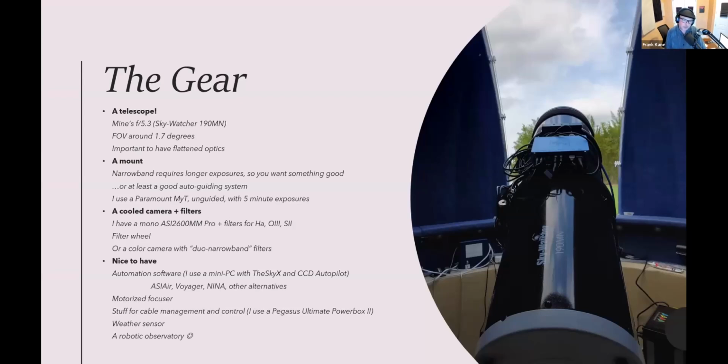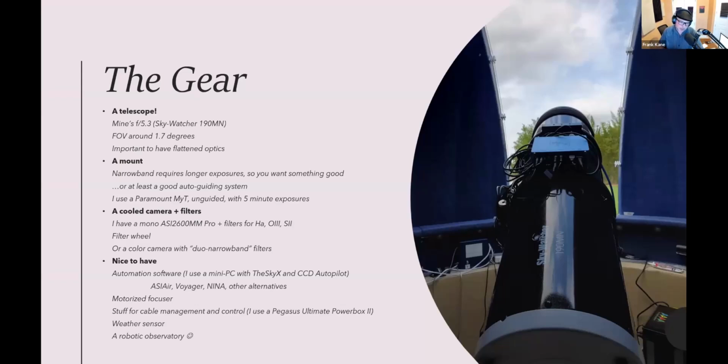Now, if you're not using a Software Bisque mount, there are much more popular options out there, like ASIAIR, which is a very popular option, Voyager, NINA, and other stuff as well. They all work. It's also very nice to have a motorized focuser on your system, because as you're imaging throughout the night, even if you have parfocal filters, which usually you do, focus is going to change just due to changes in the atmosphere. So the ability to automatically focus your system remotely is very, very useful.